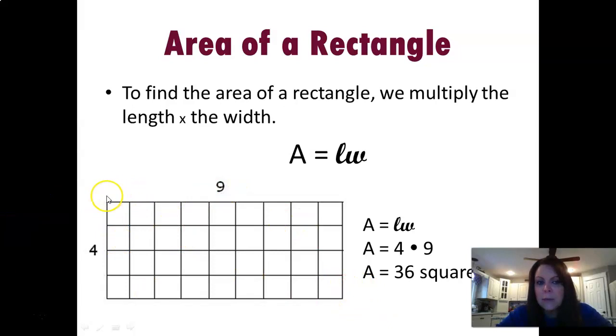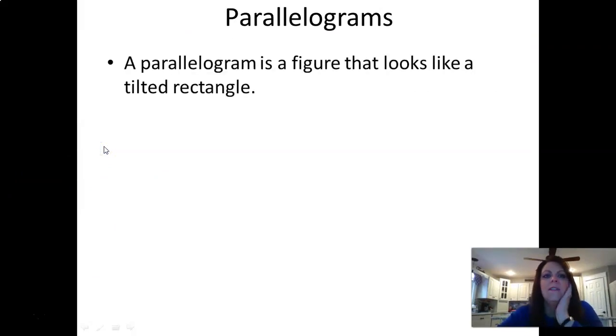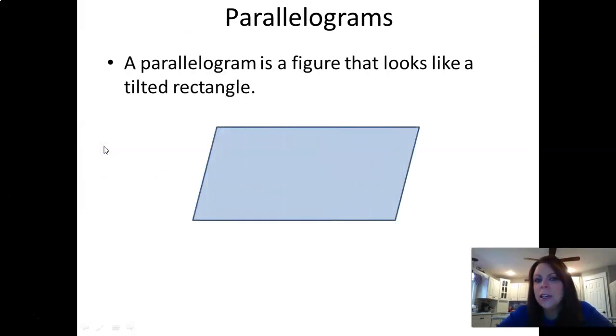Now, sometimes you'll get a picture that has the numbers listed all the way around. So it'll say 9 here, 4 here, 9 down at the bottom, and another 4 over here. You do not need to use all of the numbers. You only need 1 length and 1 width if they are identical. Okay? All right, a parallelogram is a figure that looks like a tilted rectangle.